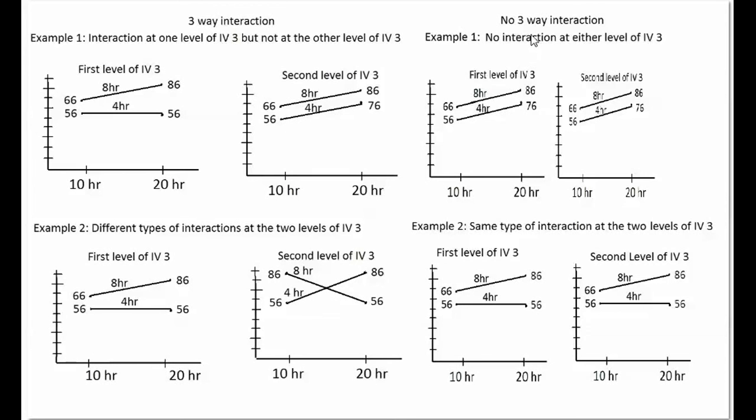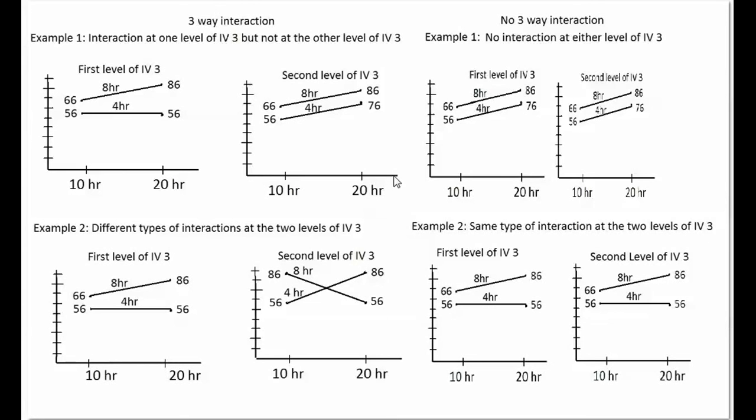Here are two types of no three-way interaction. If there's no interaction here and no interaction here, there's no three-way interaction because the two graphs are the same. If you have the same type of interaction at each level of IV3, it's no three-way interaction because, again, the two graphs look the same. Whenever the two graphs look different, there's a three-way interaction. Whenever the two graphs look the same, there's no three-way interaction.